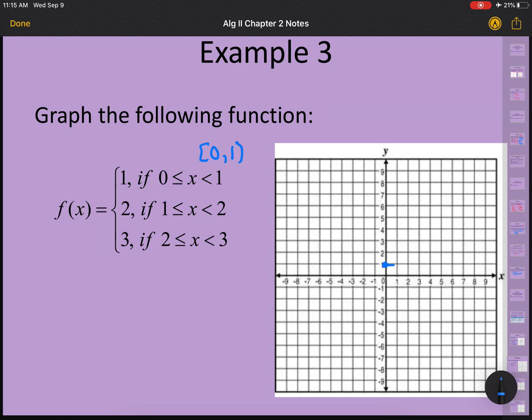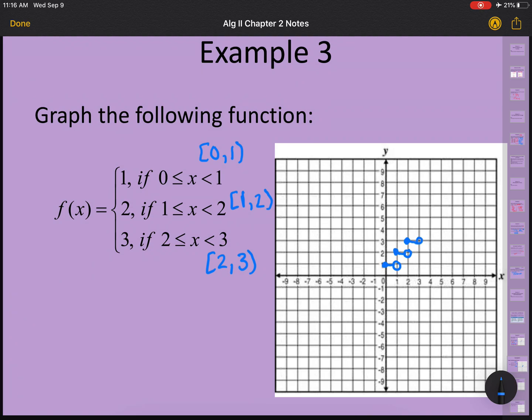But if I go all the way to 1, I'm going to use an open dot because it doesn't quite include it. Okay, but it's going to be 2 if it includes 1, but doesn't quite include 2. Okay, so I'm at 1, and it's going to be at 2. So here's my closed dot. And it doesn't quite include 2, so I'm drawing my line that connects them though, because it can be numbers between 1 and 2. Then it's going to be 3 if it includes 2, but it doesn't quite include 3. So at 2, it's going to be closed dot on 3, because it includes 2, but it's at 3.